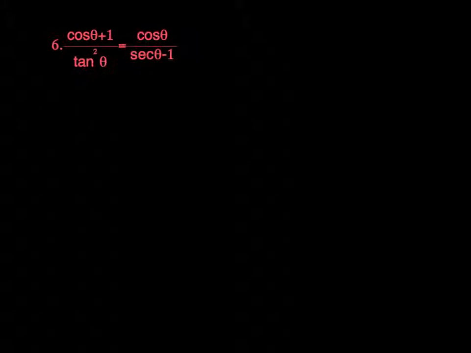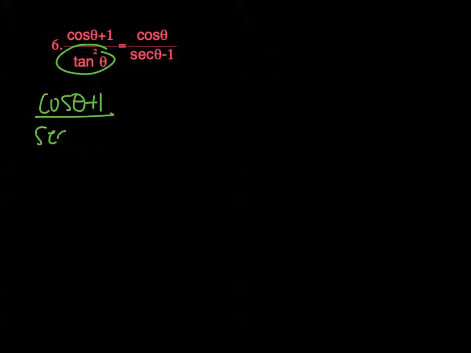Number 6 says cosine of theta plus 1 over tangent squared equals cosine over secant theta minus 1. So let's start with the left-hand side. Tangent squared, I can change this to secant squared theta minus 1, which doesn't exactly equal what you have there. So for the time being, I want to be able to get to a secant theta minus 1 instead of a secant squared. I'm going to change cosine to 1 over secant.